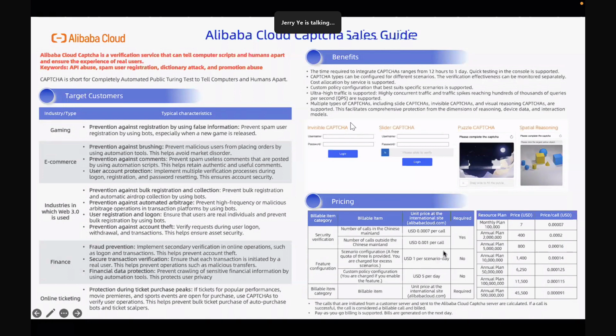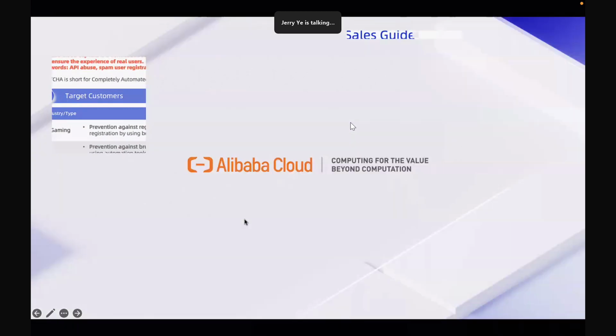We also provide a more cost-effective option, the resource plan. For the monthly plan, 100K calls is just 7 USD. For the annual plan, 2 million calls is just 400 USD. So this can be very cheap and very cost-effective, especially for this type of customer. Okay, that's all.